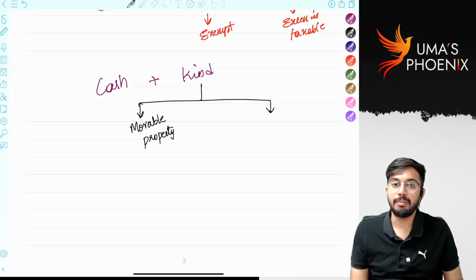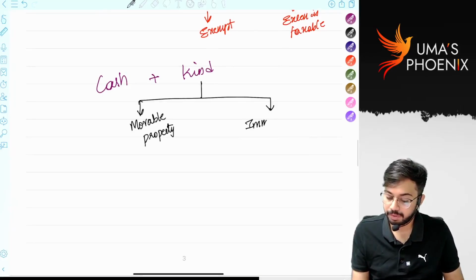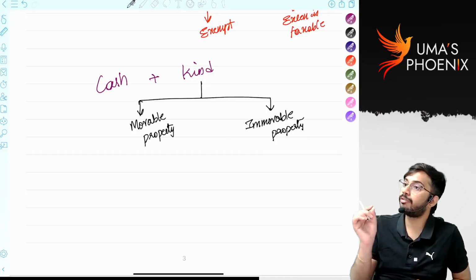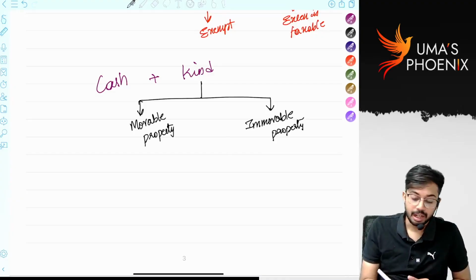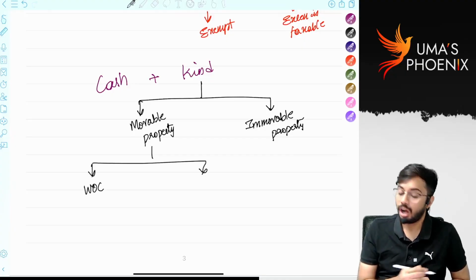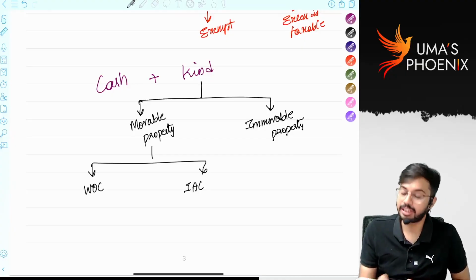Gift in kind can be either in the form of movable property or in the form of immovable property. Do you agree with me? Gift received in the form of movable property can be received either without consideration or for inadequate consideration. What do you mean by this?